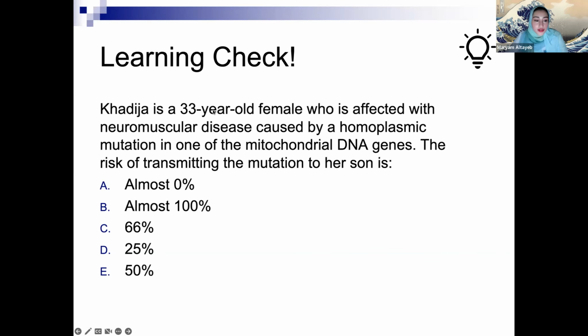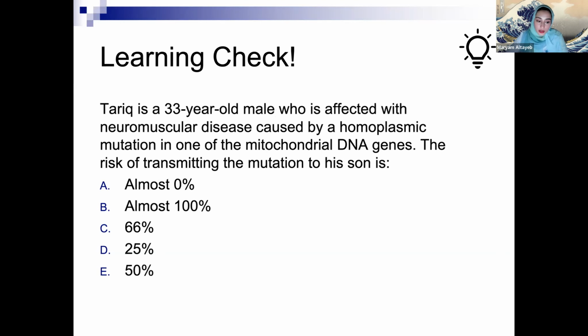So, okay, if a female is transmitting a mitochondrial disease, the risk is almost always 100%. Almost 100% because females can transmit it. Only your mother is going to give you your mitochondrial DNA. But if I flip the question and told you it's a male who's asking what's the risk of transmission of a mitochondrial mutation, the answer is almost 0 because they're not transmitting to their offspring. So I hope that cleared it up.